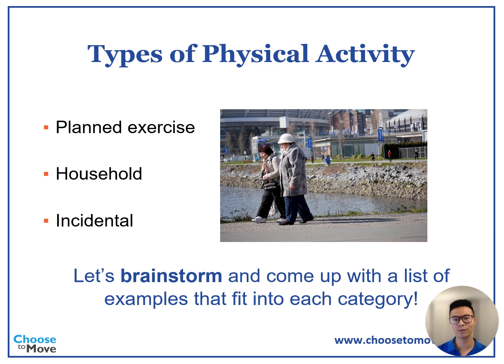Now, one helpful way to think about physical activity is to think about the different types of physical activity. So on this slide, you can see that we have planned exercise, household, and incidental physical activity. If we think about the first one, planned exercise, some examples of that can include things like walking, swimming, hiking outside, doing things like playing tennis or other sports, or even dancing and yoga.